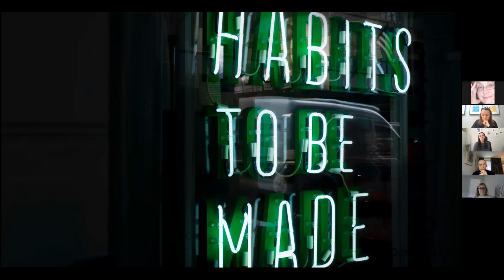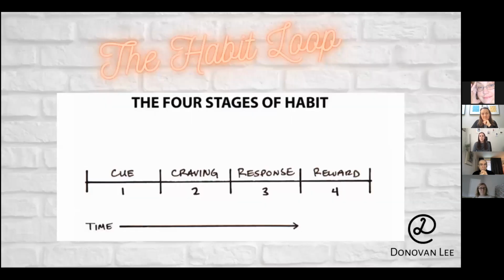So to help us, we're going to have a look at James Clear's habit loop to help you understand how a habit is formed. The 4 stages of habit, this 4-step pattern, is the backbone of every habit, and your brain runs through these 4 steps in the same order each time: cue, craving, response, and reward.